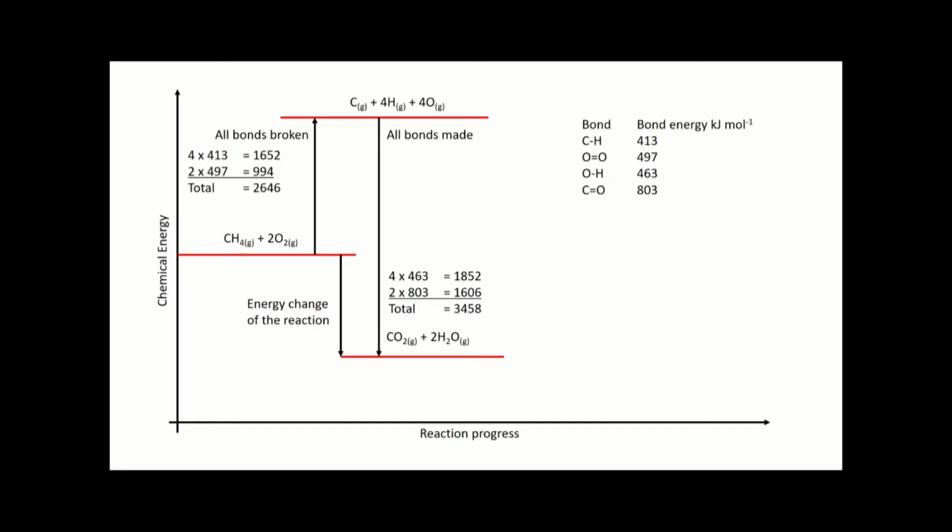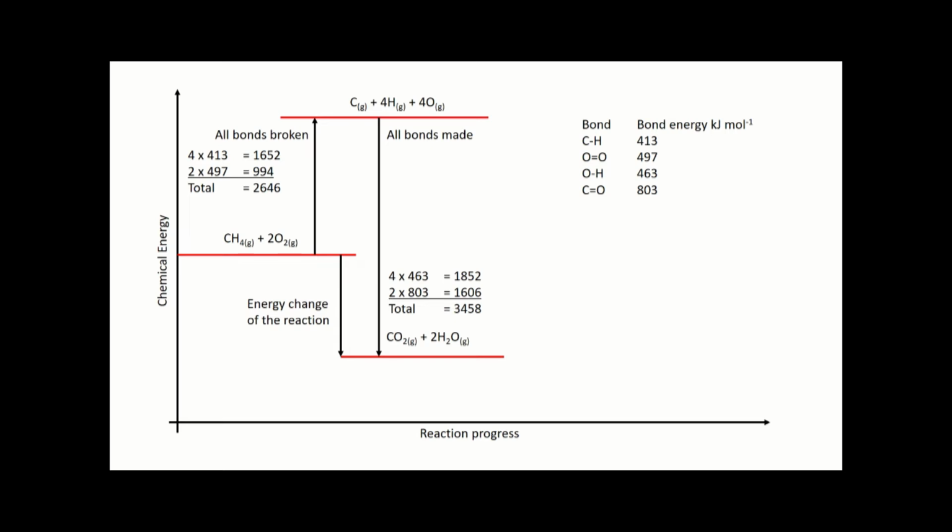So we've taken each type of bond, we've worked out the energy for that, and we've multiplied it by how many of that type of bond there are, and then when we've done that for each bond, we're going to add all of the ones in the bonds broken column up, 2646, and we're going to do the same for the bonds made. You can see that I've got my total there, 3458 on the bottom there. I've just added those 2 values up together.